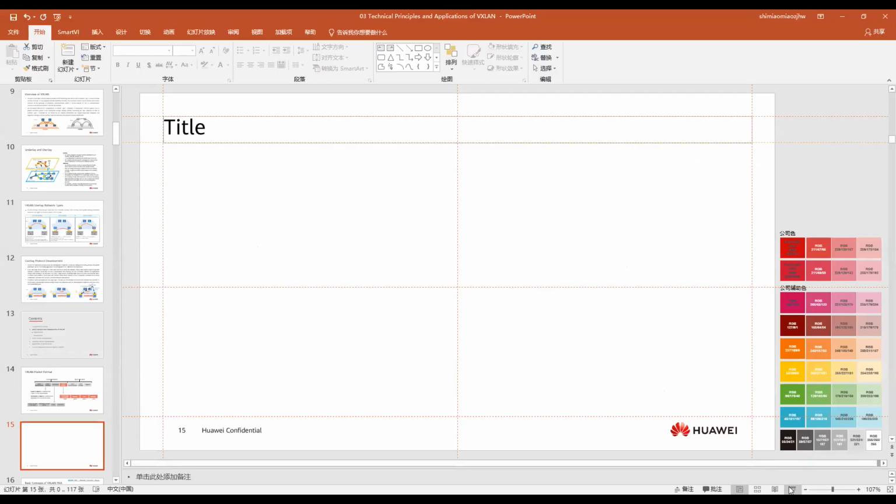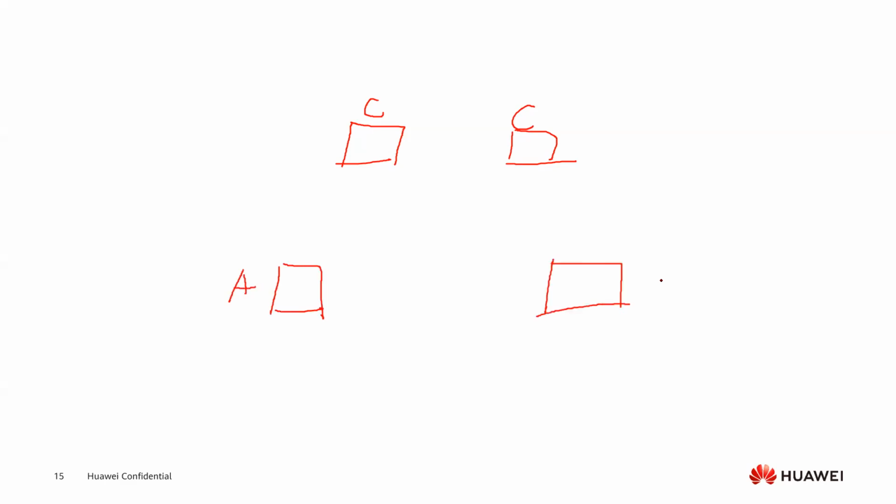For example, now we have a topology. The topology is like this. These are core devices, maybe core switches in a campus network. And these are access switches. In each access switch, we have a server connected to it. Now the two servers, maybe server 1 and server 2, need to send messages to each other.